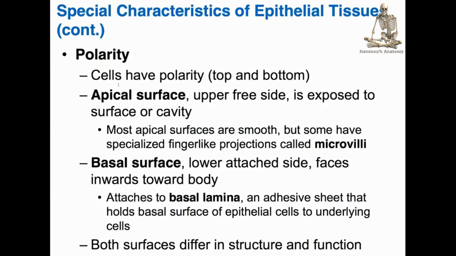It serves this purpose with the help of the basal lamina, an adhesive sheet. As you might have seen, when you apply stickers, we have to apply some sort of adhesive, or gum or Fevicol, to attach the sticker to the other surface. Similarly in the human body, the tissues have the basal lamina, which is like a sellotape sort of thing. It is an adhesive sheet that holds the basal surface of the epithelial cells to the underlying cells, or to the connective tissue. And both these surfaces have different structure and function.